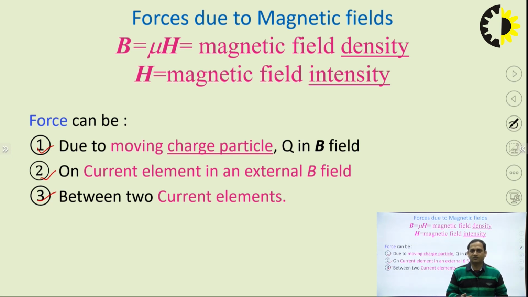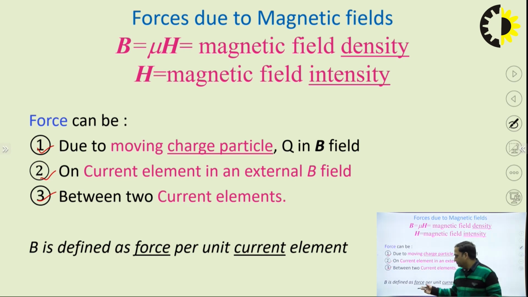When the charge is moving in an existing electric field, we found the force exerted on that charge. Now the same scenario is here, when we have an already existing magnetic field, and we can find the magnetic force in three different cases. First is the moving charge in that magnetic field, second is the current element in that magnetic field, and third is when we have two current carrying conductors or current elements. So what is the force exerted between these two elements?